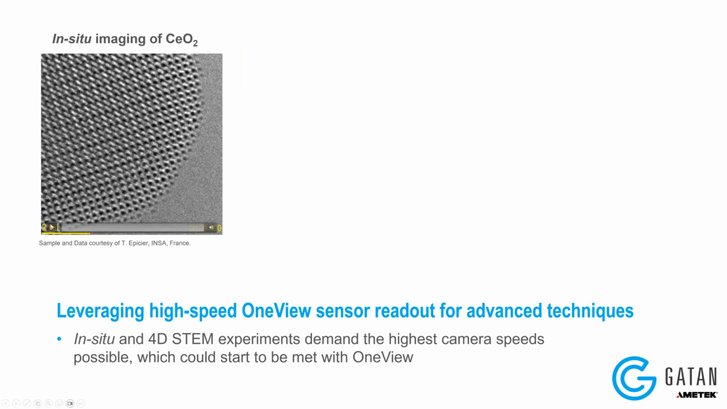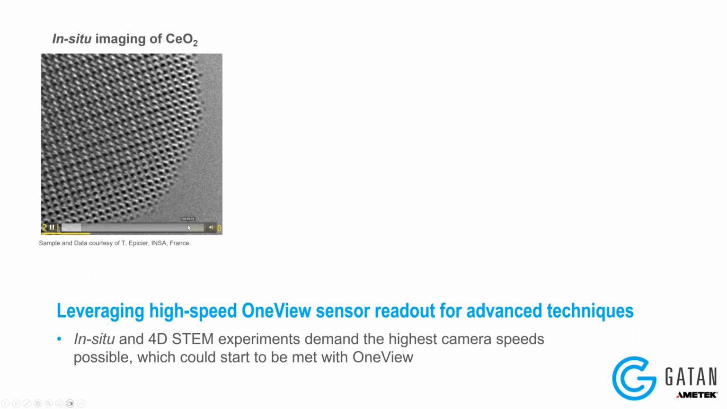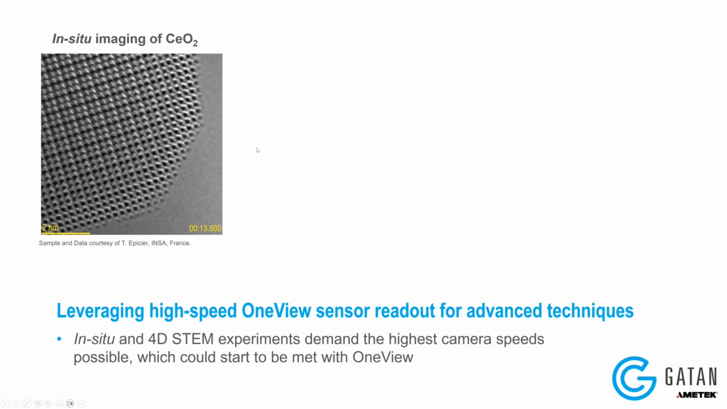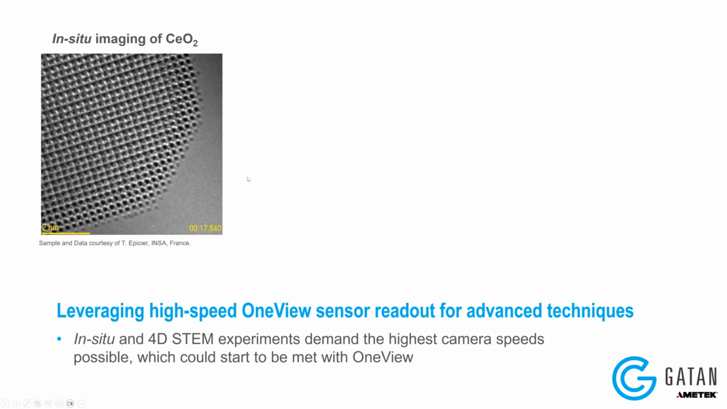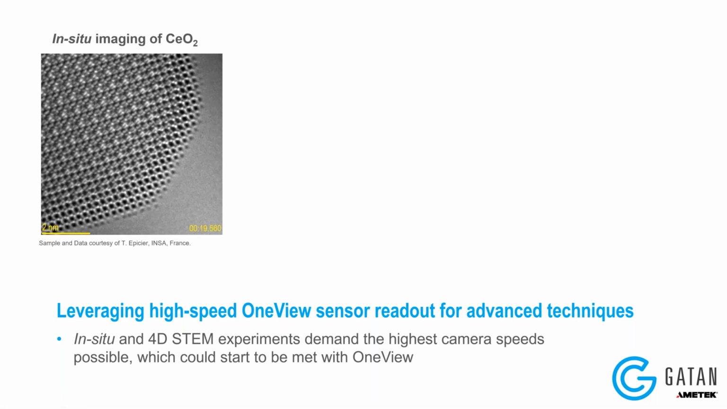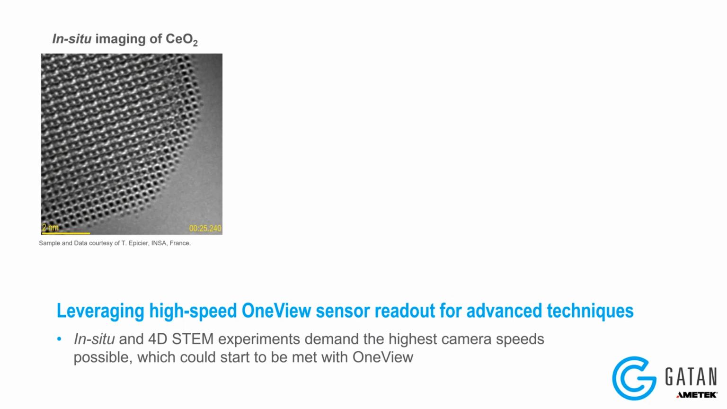One example is in this video here. This is just looking at different particles moving across the screen, the edge of this cerium oxide. If you look at the different facets of this particle on the edge, you can see that there are small little atoms moving around on the edge of the cerium oxide particle, which is a cool experiment that you could do and resolve with a high-speed camera, like the OneView, that had a CMOS sensor as opposed to a CCD sensor.